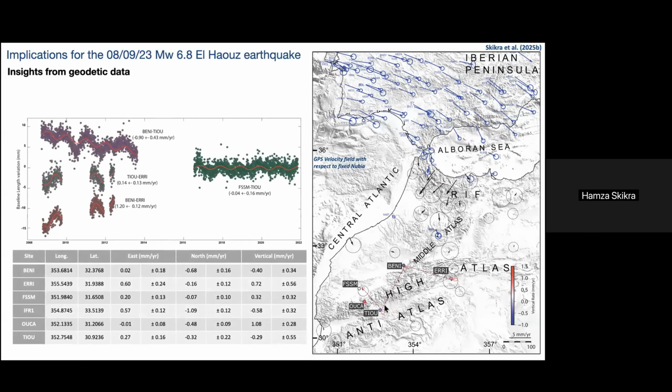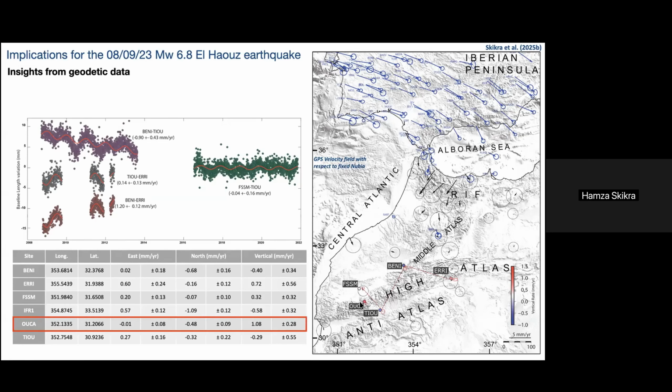Then we tried to quantify the shortening rate in different segments of the High Atlas by quantifying the evolution of the distance of these different baselines through time. We will focus on this FSSM2 baseline over here, which is roughly orthogonal to the Western High Atlas, and it's close to the epicentral area of the El Haouz earthquake. Interestingly, we were not able to discriminate clear shortening estimates in this area. We can see here that the value is very small. However, something important was obtained.